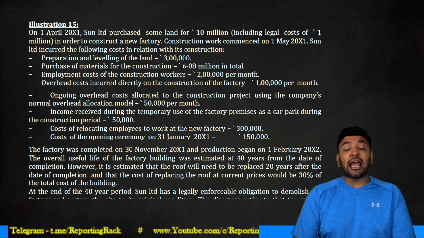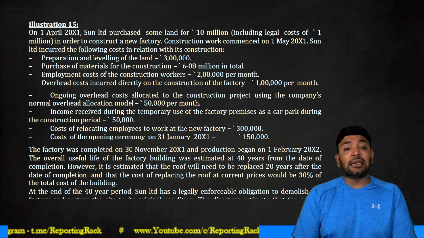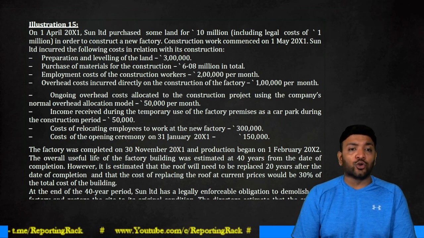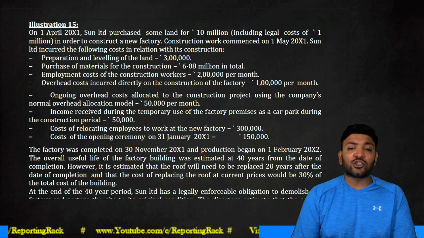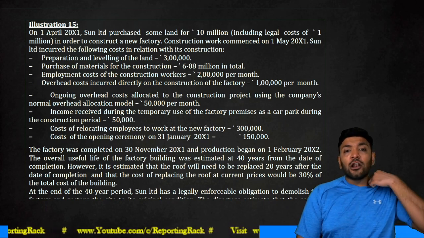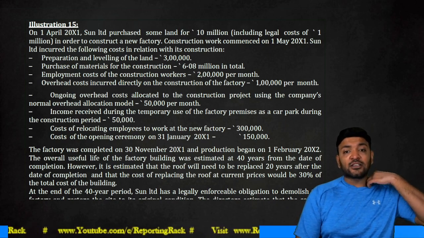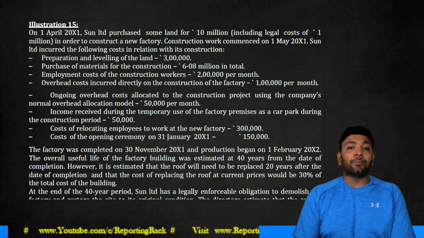The production began on 1st Feb. Right guys, that is the date on which it was actually put to use. So I'm not bothered about that actual put to use basis. The overall useful life of the factory building is 40 years from the date of completion.